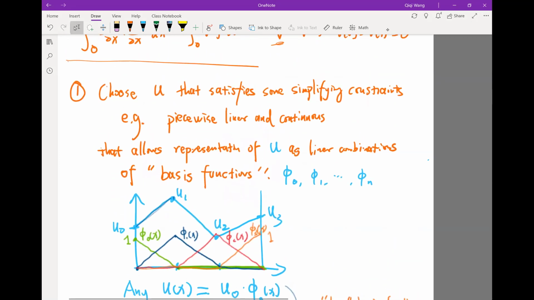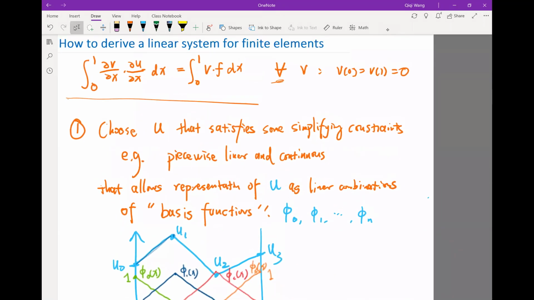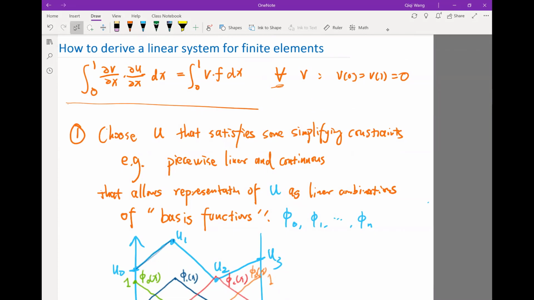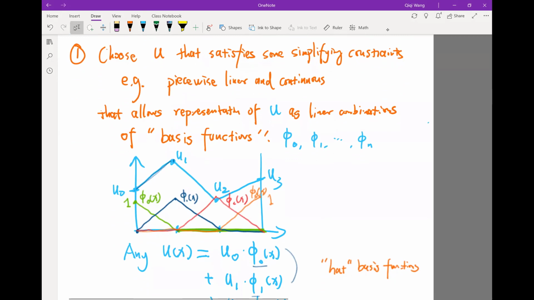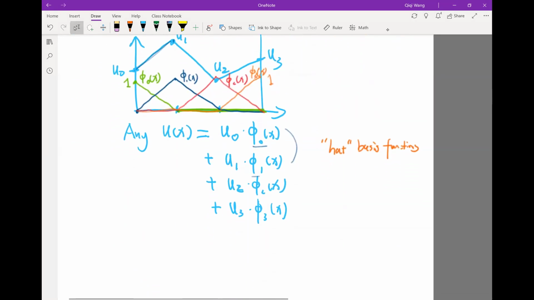All right, so this is basically what we did last time: restricting our solution to a set of piecewise linear and continuous functions, and we are just representing it in a slightly more convenient way. Why we do that will be pretty clear later on.